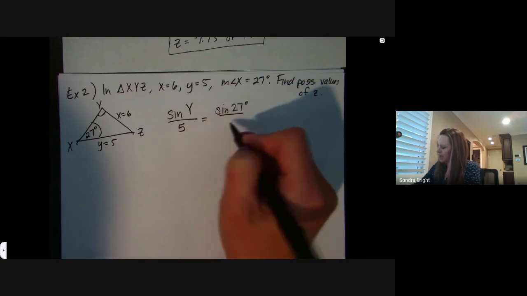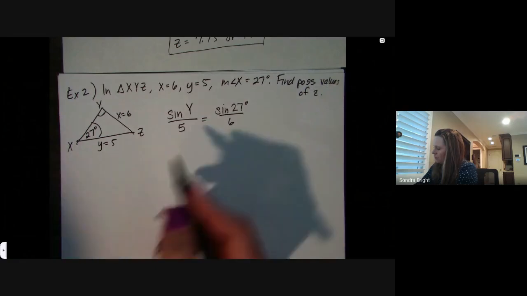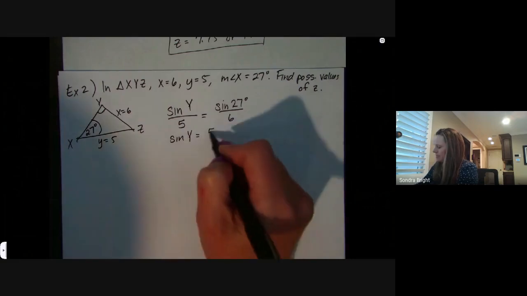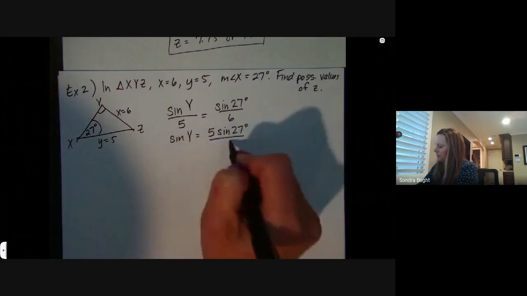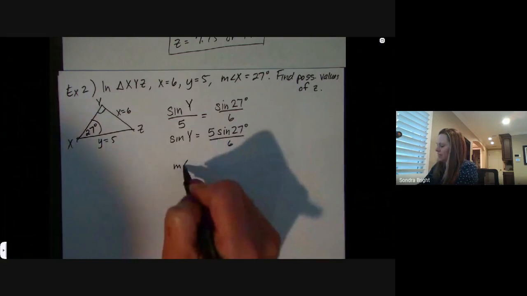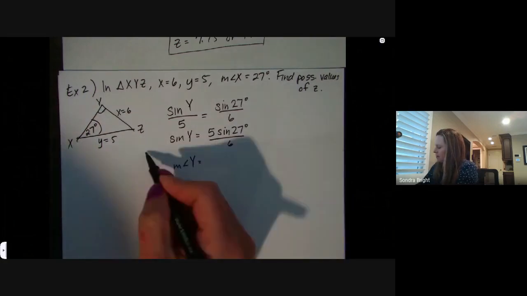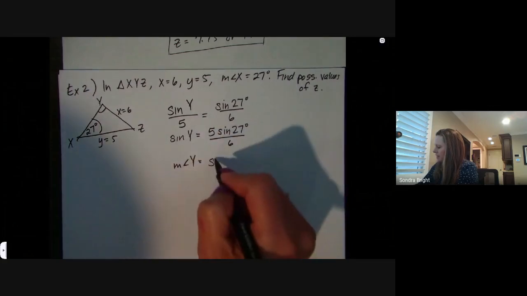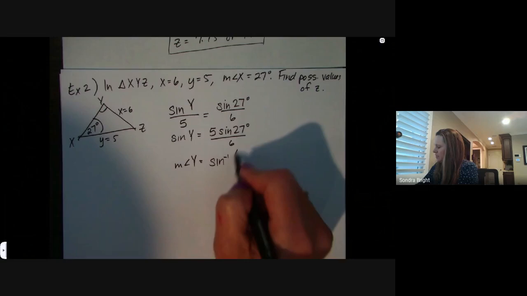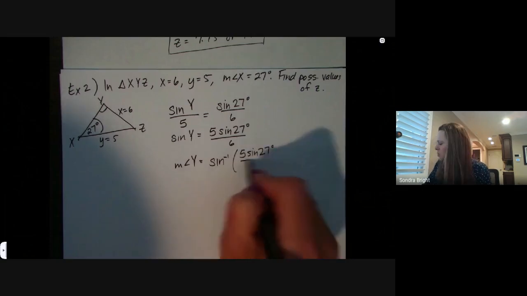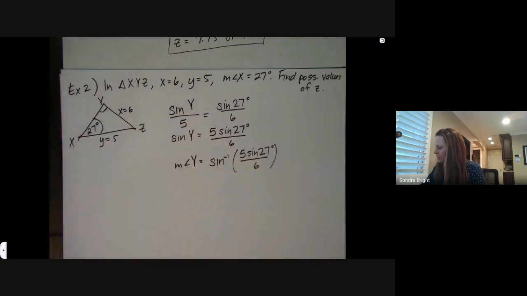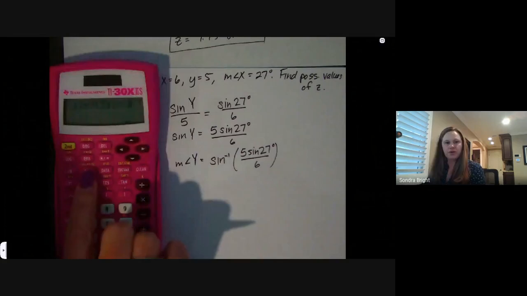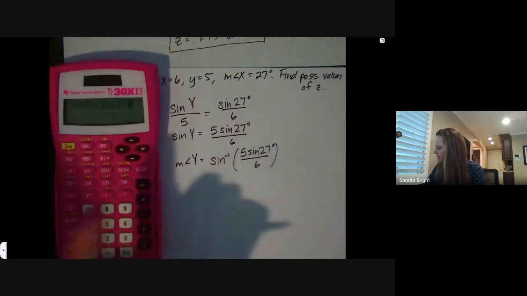Multiplying both sides by 5, you'll get sine of y is equal to 5 times sine of 27 degrees divided by 6. And then the measure for angle y is, when you take the inverse sine of both sides, it isolates this y. So you'll do inverse sine of 5 times sine of 27 degrees all over 6. Put that in our calculator. Inverse sine, 5 sine 27. Make sure you end the parenthesis after entering the angle for sine, and then divide by 6.